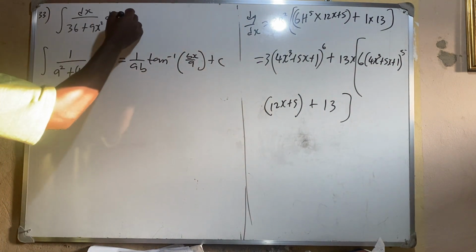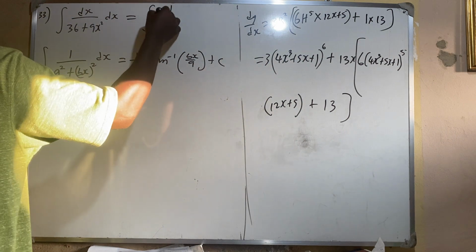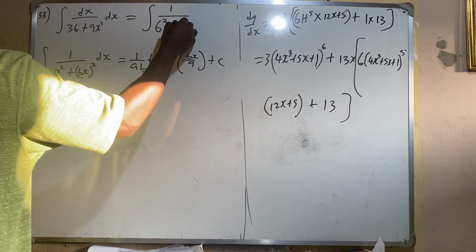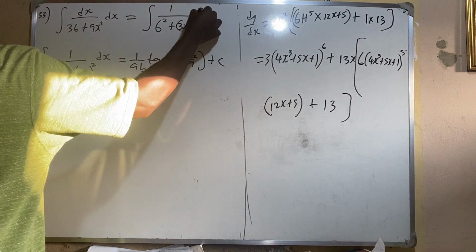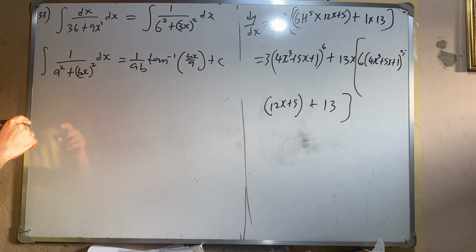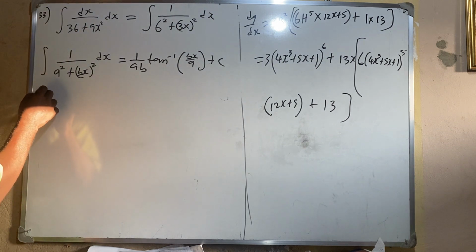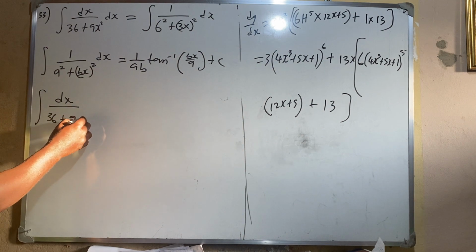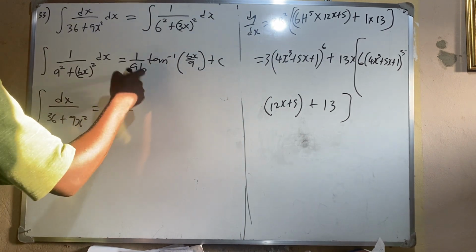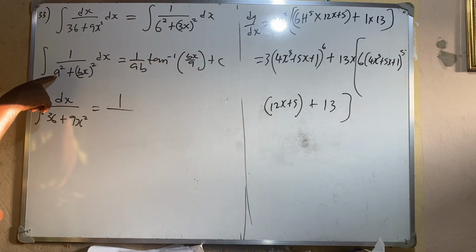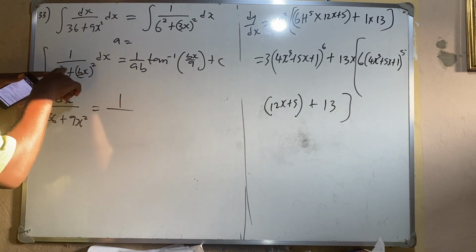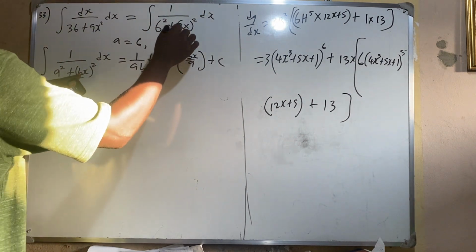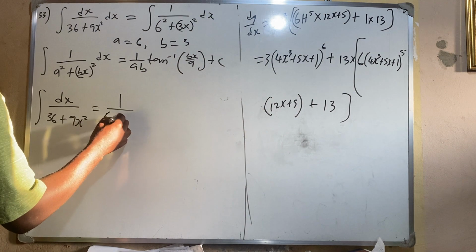So this thing is saying the integral of 1 over 6 raised to power 2 plus 3x all squared, then dx. Which means the integral of dx over 36 plus 9x squared is simply 1 over ab. And what is my a? If you compare, you see that my a squared is equal to 36, so my a is 6. My b is that 3 there. So that is 6 times 3.